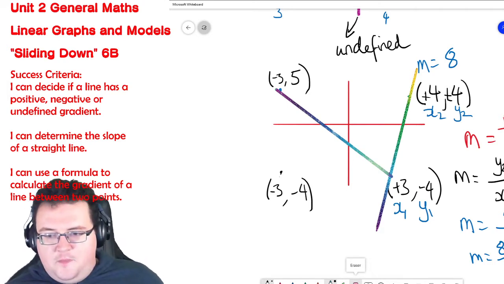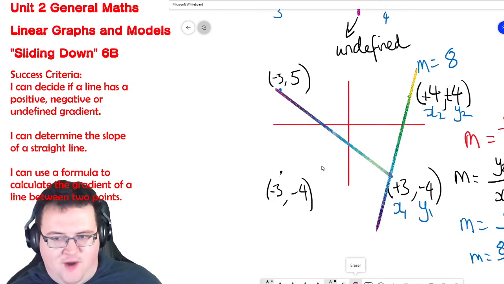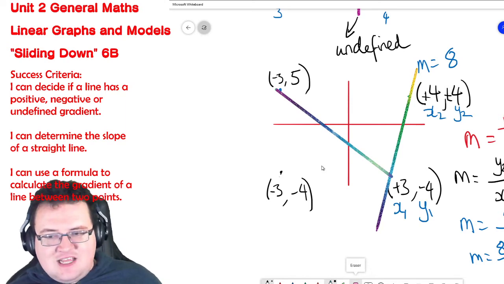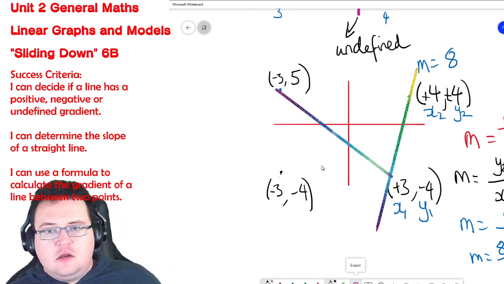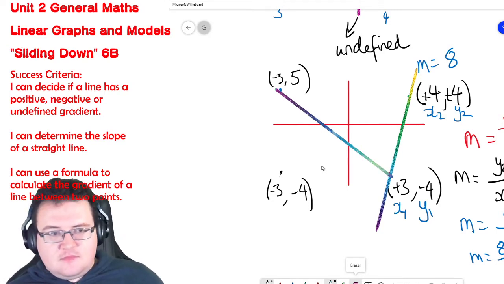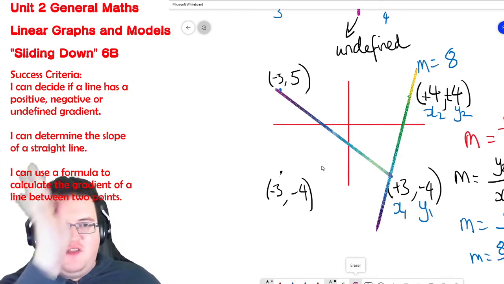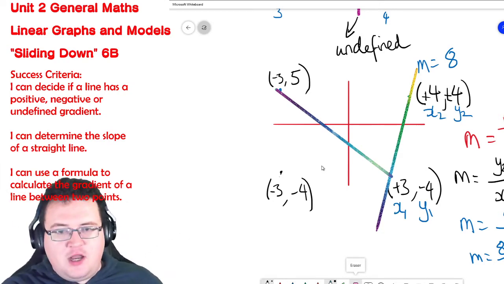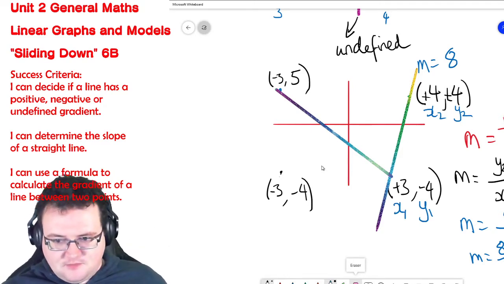All right, so someone has just asked me the question, is it going to be a problem if we get things the wrong way around? And the answer to that is no. However, it's just better for you to think about it in terms of the point on the left is always x1, y1. The point on the right is always x2, y2.